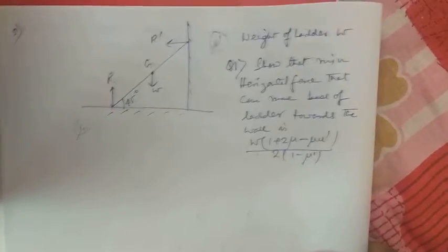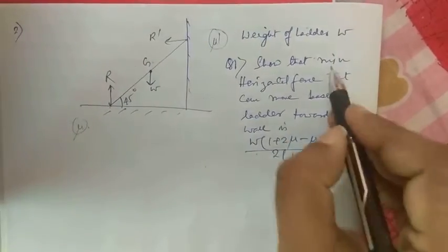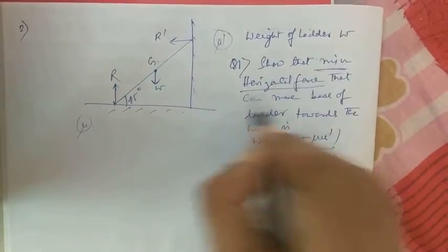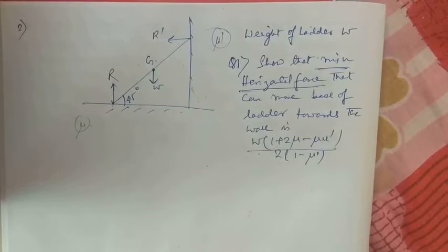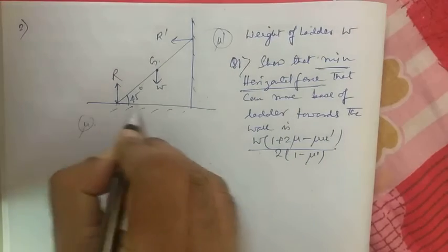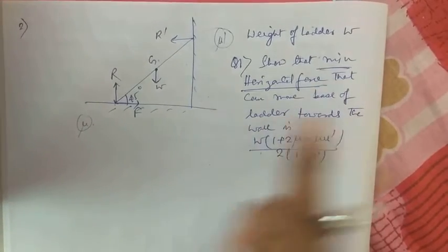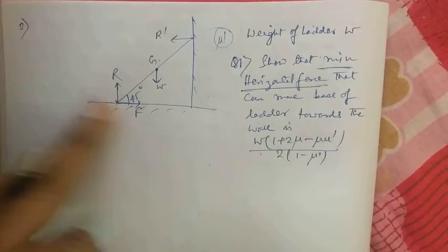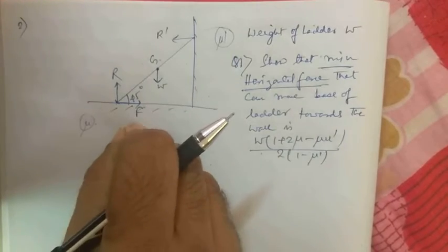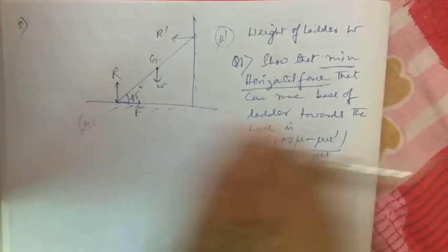Now this question has a very important term in it: the minimum horizontal force that can move the base of the ladder towards the wall. Now we take the minimum amount of force to be F. Suppose this is the amount of force F. We are trying to move the base of the ladder towards the wall. We are pushing the base of the ladder towards the wall. What is the minimum amount of force that is needed to move the ladder?